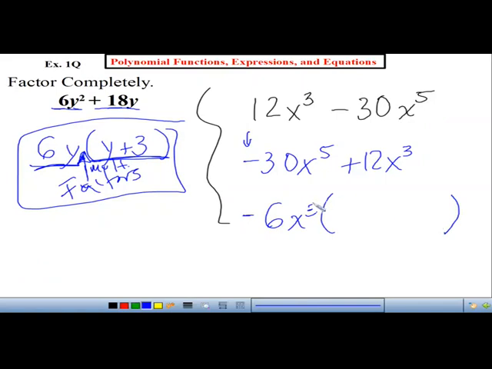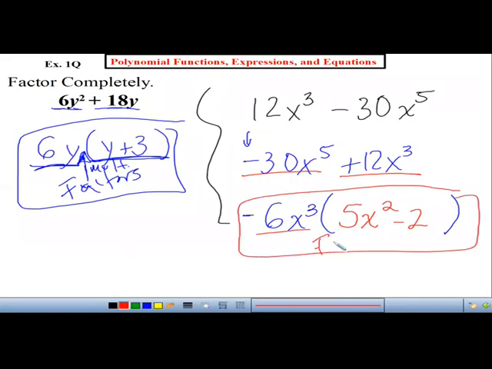We factored out the negative 6, so then we divide negative 30 by negative 6. That leaves us with 5. X to the fifth, we factored out x to the third. So how many do we have left? X to the second. Okay, next. This one divided by this. So what is 12 divided by negative 6? Negative 2. And we already factored out the x cubed. So these are my factors.